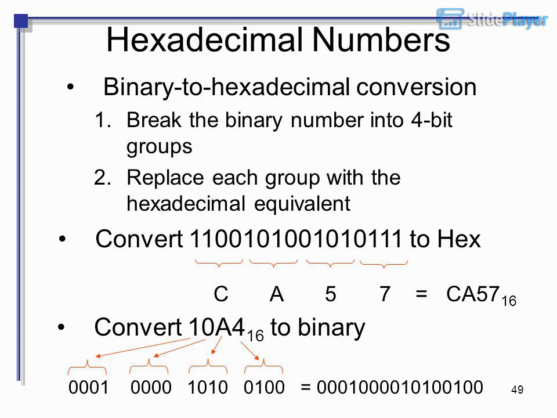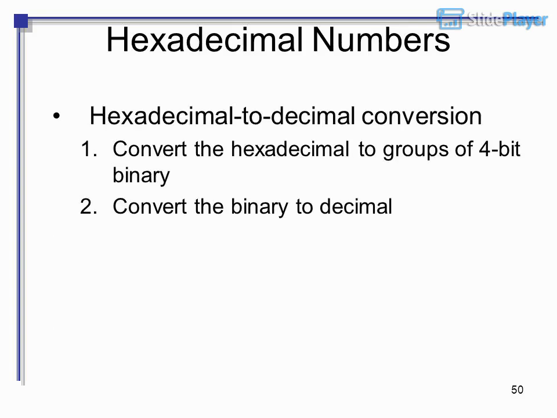CA57 in hexadecimal. Convert 10A4 hex to binary: 0001, 0000, 1010, 0100 equals 0001000010100100. Hexadecimal numbers: hexadecimal to decimal conversion.